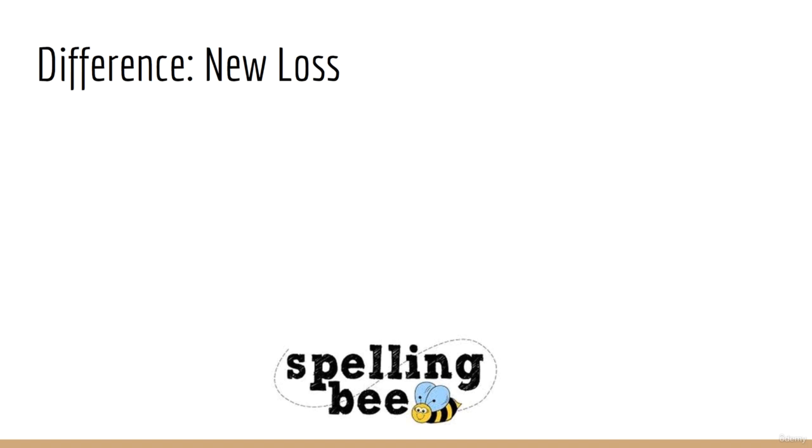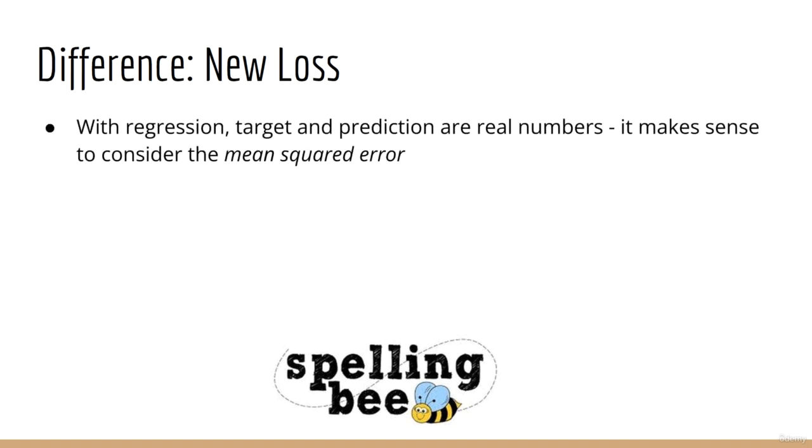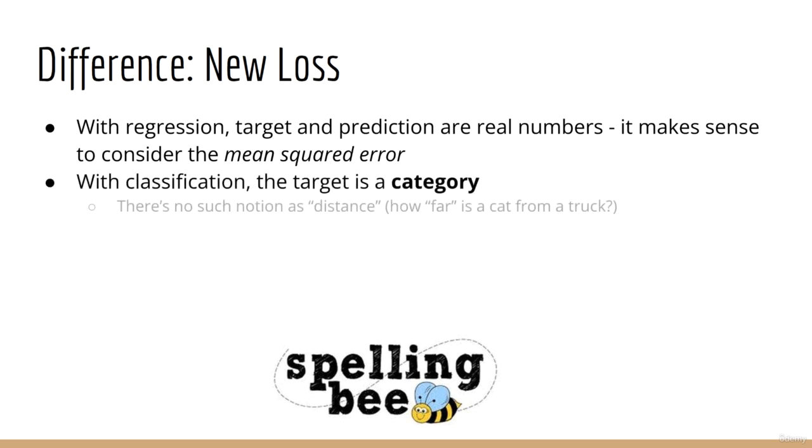The main difference in the training process between regression and classification is that we have a different loss function. As you recall, in regression, our target is a real number, and our prediction is also a real number. In this scenario, it makes sense to use a loss like the mean squared error, or MSE. But in classification, our target is a category. Our model output is the probability that the input belongs to each of the categories. So the mean squared error doesn't make any sense in this scenario.